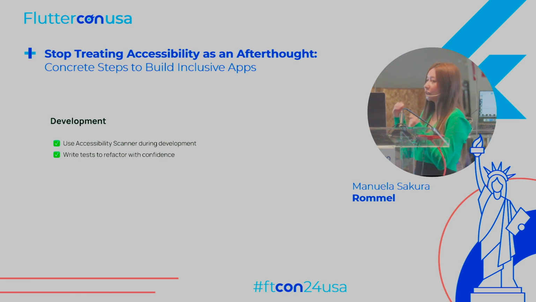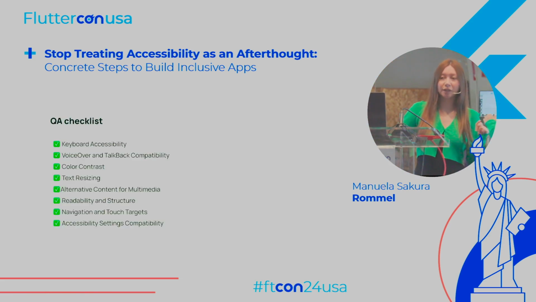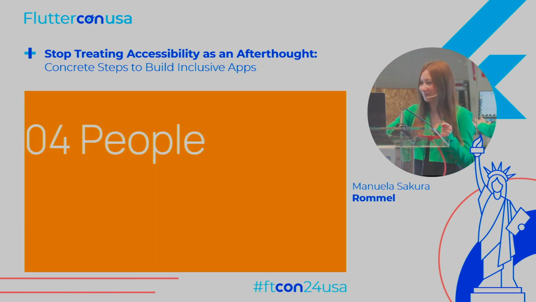Also for development, use the accessibility scanner during development, write tests to refactor with confidence so you feel better and sleep better at night. The person that has the most to do is the QA. They have to check through everything, so give them a big hug when you implement accessibility. So yeah, they have a lot of work to do.